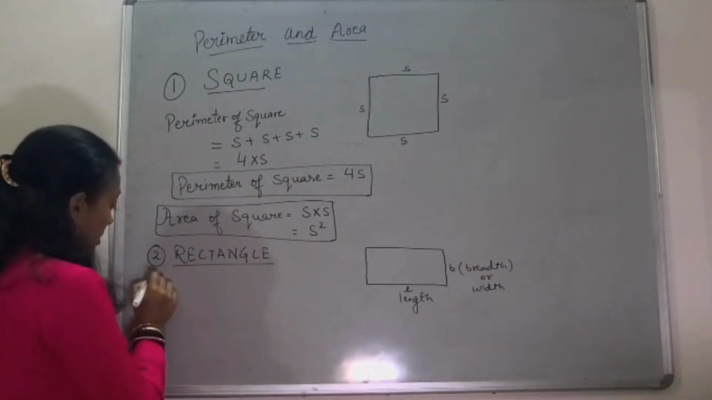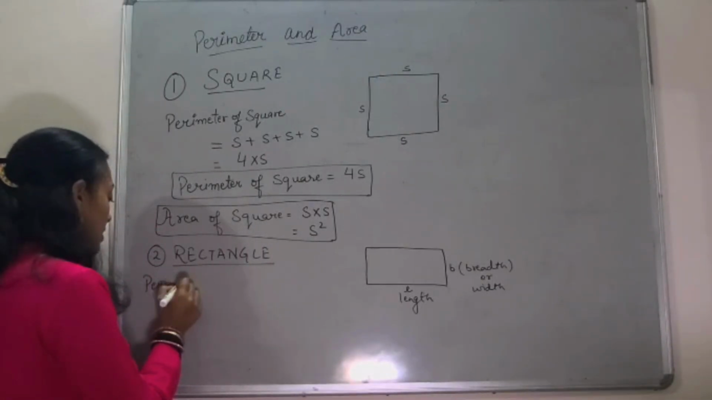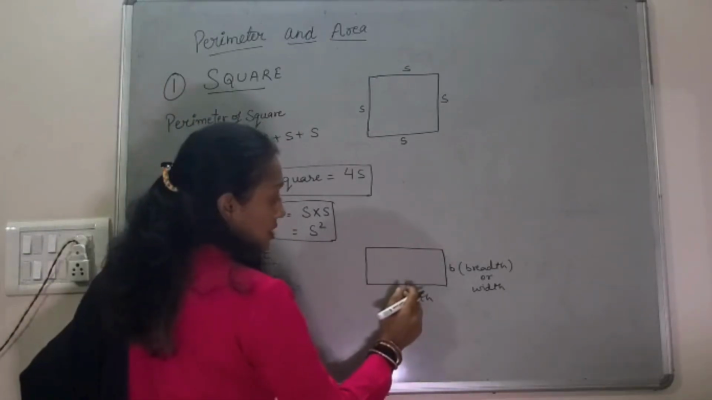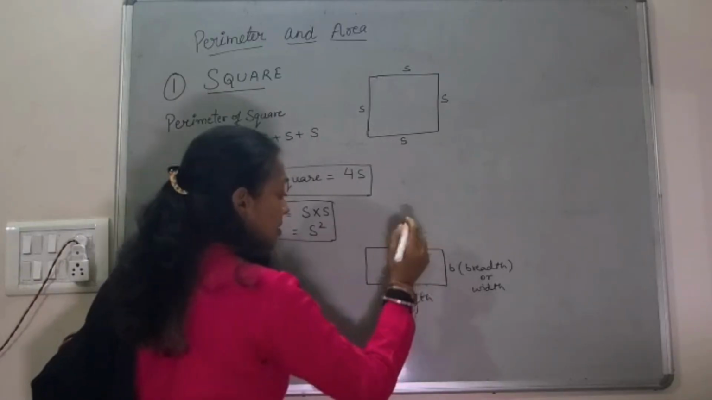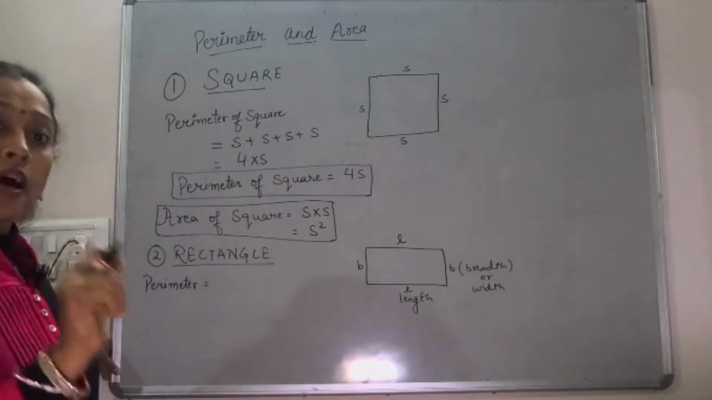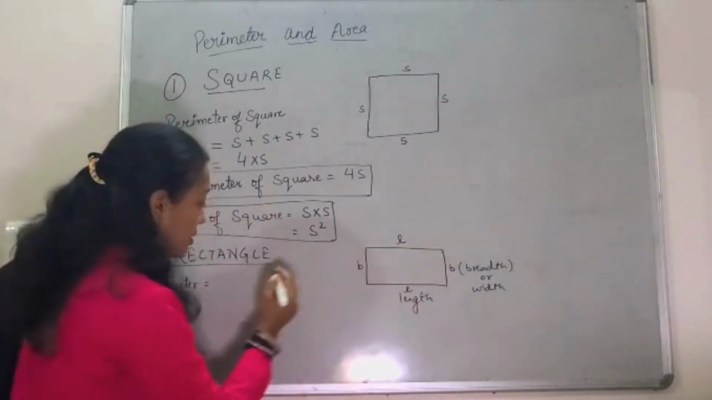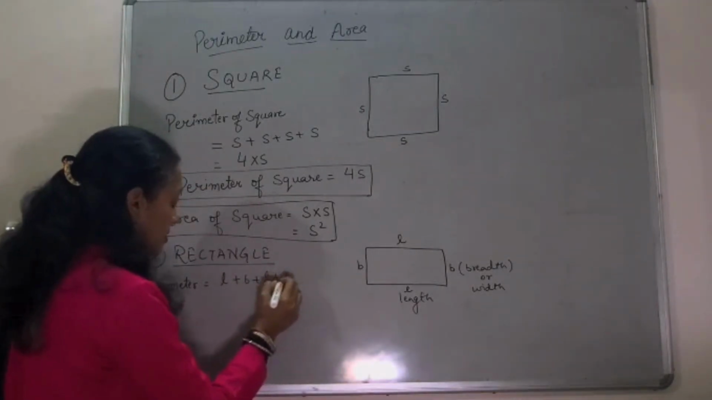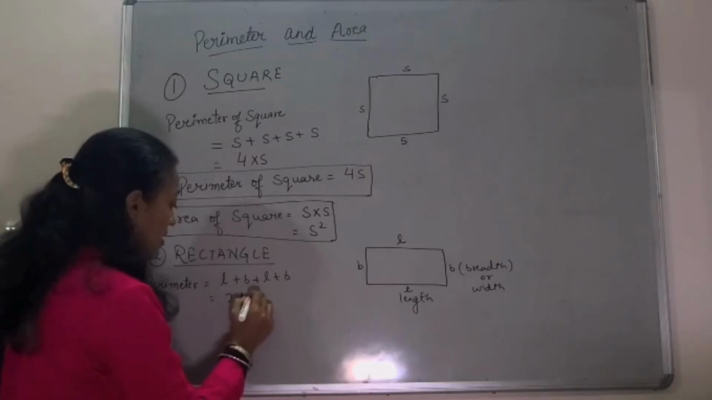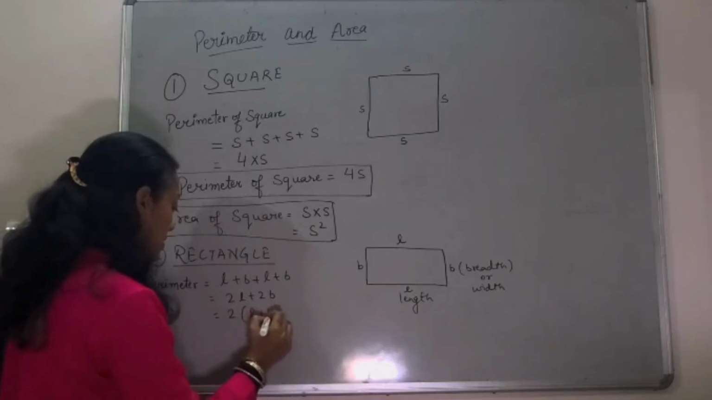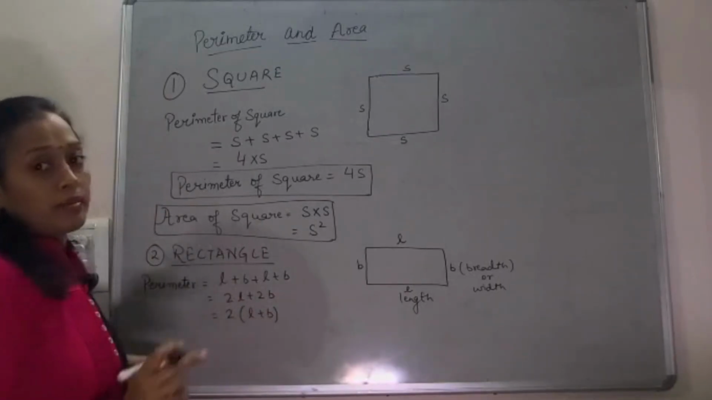Now how to find the perimeter of a rectangle? Again, since opposite sides are equal, this is L, so this will also be L. This is B, so this will also be B. So how to find the perimeter? I will add up these 4: L plus B plus L plus B. So it will become 2L plus 2B, which is 2 times L plus B. This formula you need to remember.